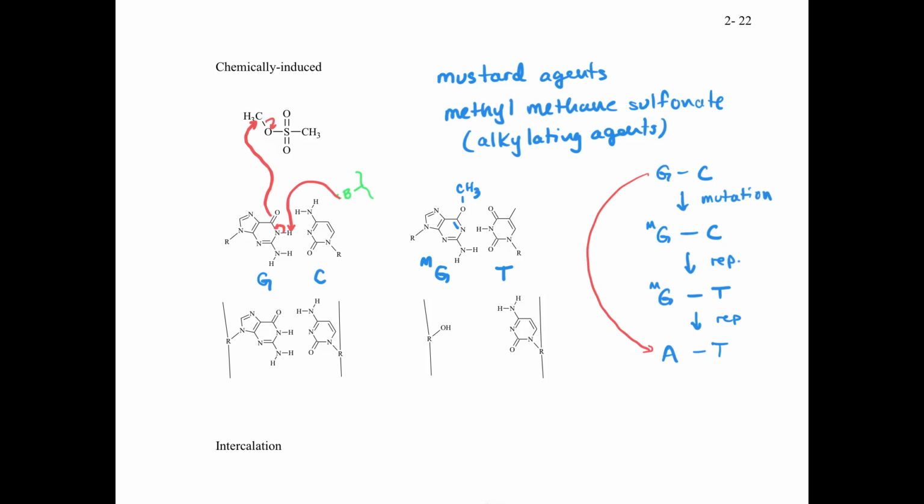We can also have a mustard agent end up causing methylation or alkylation at a different position on a guanine. In this case, it's on a nitrogen as part of the purine ring. And when that happens, you end up with a positive charge on that guanine group, and that causes the guanine itself to spontaneously degrade and completely fall apart. And what happens in that case is the guanine ring is now missing, and the ribose simply has an alcohol there, and the cytosine that was paired with that guanine is now unpaired.